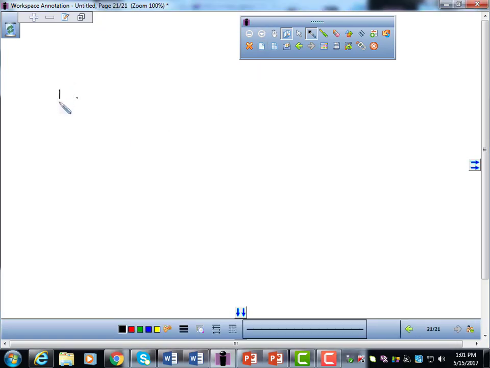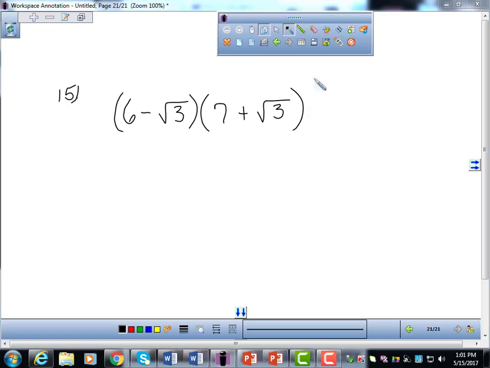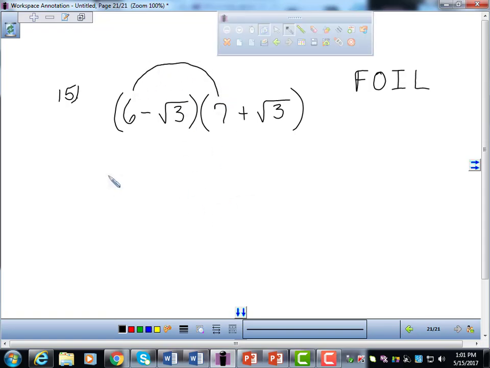Okay, on 15. You have 6 take away the square root of 3, and you are multiplying that by 7 plus the square root of 3. Anybody remember what we're going to do? Yes. First, outside, inside, last. Okay? Let's make a happy face. 6 times 7. 42. That's your first.